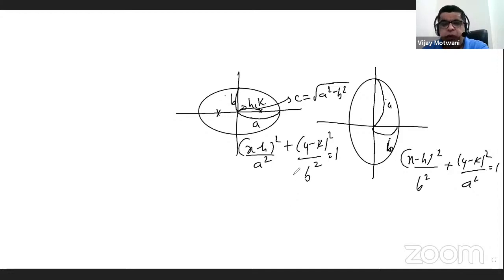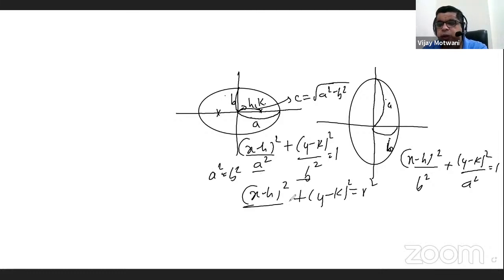Now, I'm sure you will agree that we have an equation of a circle and we have an equation of an ellipse. They both look similar, right? And actually, they are similar. If a square and b square become equal, right, then the ellipse becomes a circle, right?